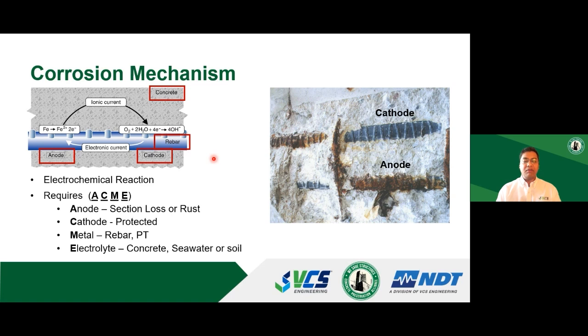The takeaway point of this slide is you need four components, ACME. If you try to remove any one of the four components, the corrosion reaction would cease to exist, but it's easier said than done. But we have other ways to mitigate corrosion or reduce corrosion.